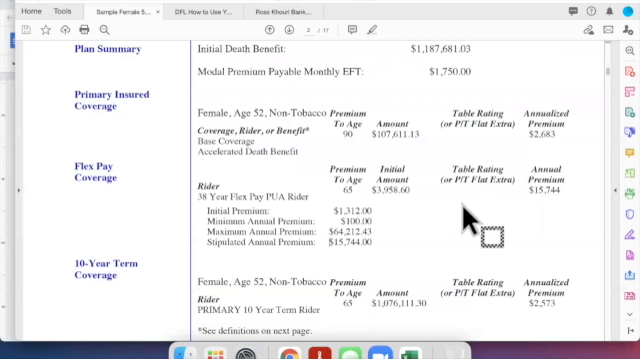Again, please read the disclosure. I am not a tax planner. I'm not a financial planner. I'm not providing you legal advice. What I'm trying to do is provide you education. This is more for educational purposes.